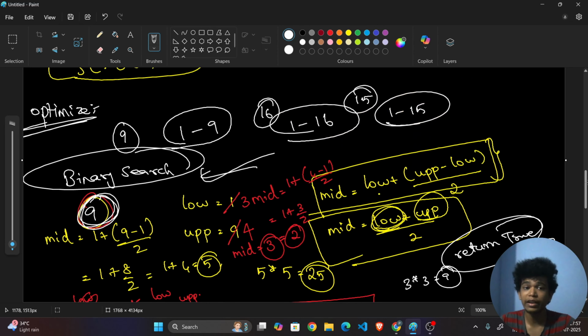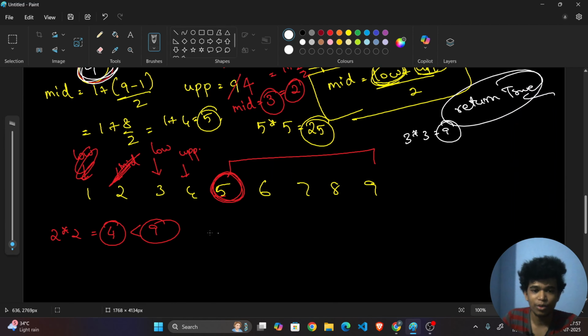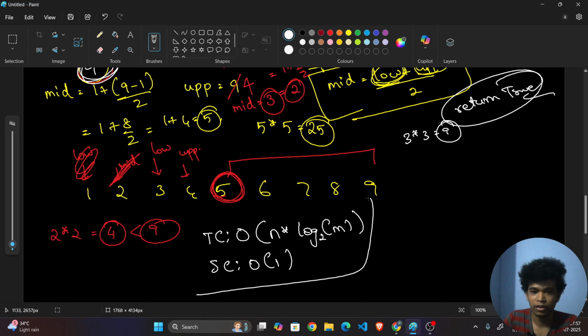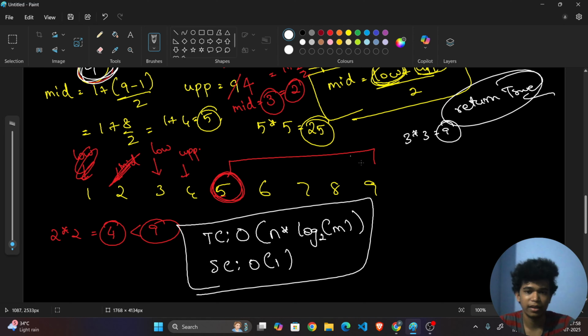So we want to do this for n numbers. Simple. So what is going to be my time complexity? It will be O of n into log of the maximum number among all of them, so log base 2. Now what is my space complexity? It is going to be O of 1. So this is my time and space complexity analysis for this optimized solution.